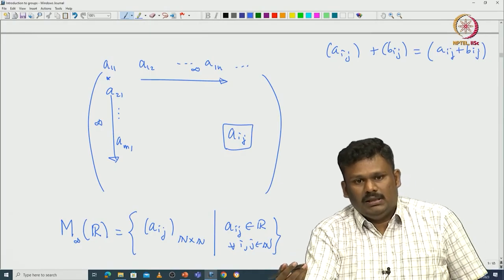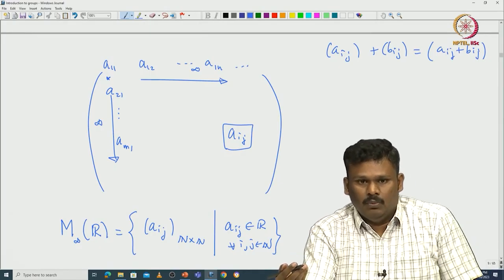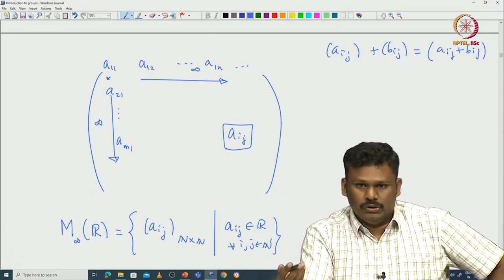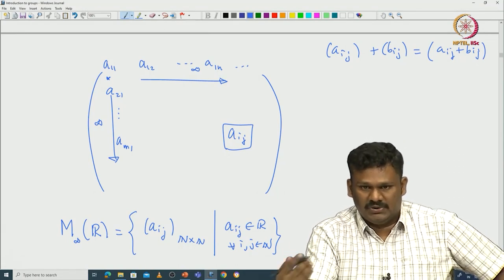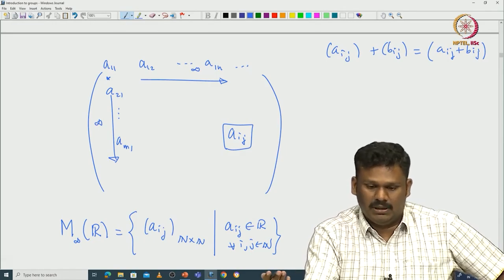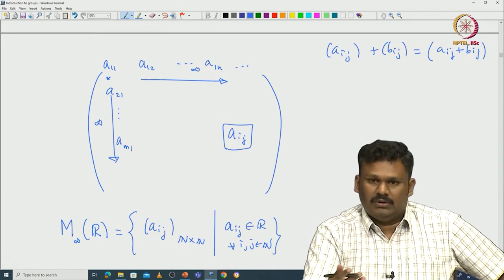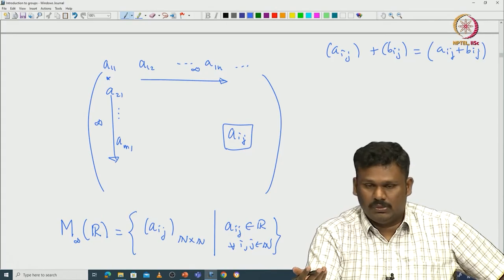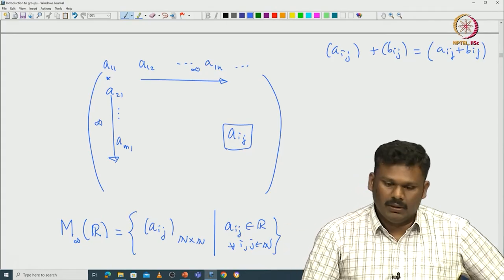So you see some more possibilities are happening by introducing a group as an abstract set with a binary operation satisfying some properties. Some other things that we have seen earlier go through, some other things may not go through, that is also possible.